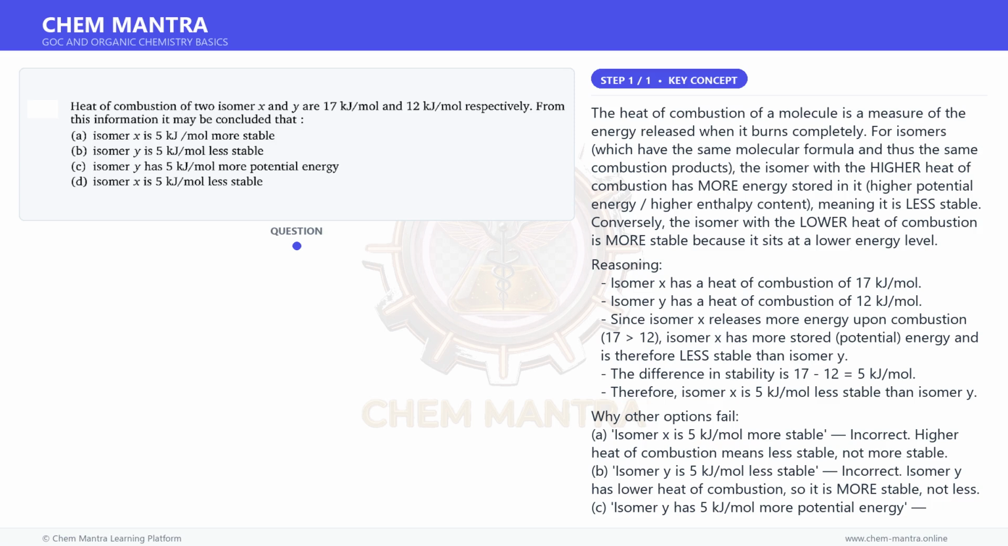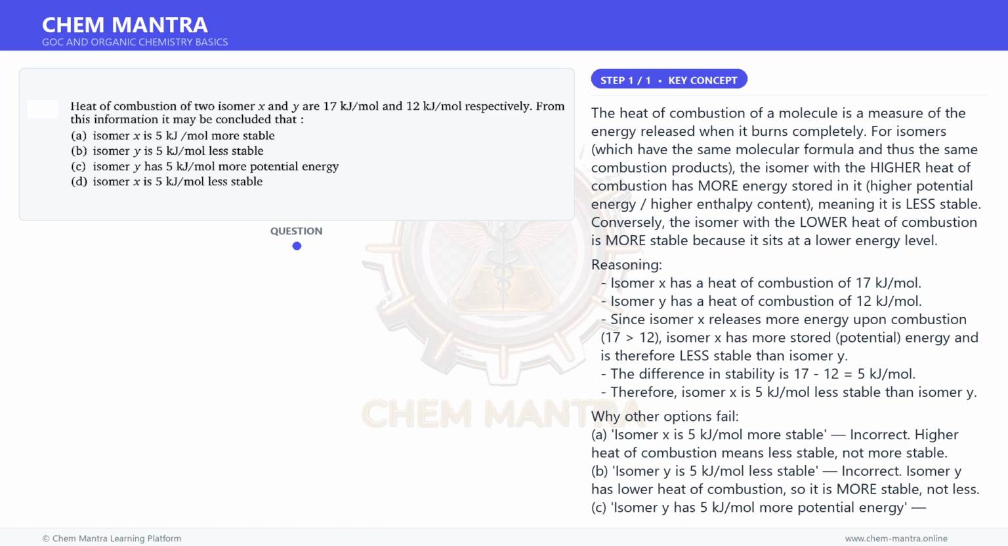The heat of combustion of a molecule is a measure of the energy released when it burns completely. For isomers, which have the same molecular formula and thus the same combustion products, the isomer with the higher heat of combustion has more energy stored in it, higher potential energy, higher enthalpy content, meaning it is less stable. Conversely, the isomer with the lower heat of combustion is more stable because it sits at a lower energy level.